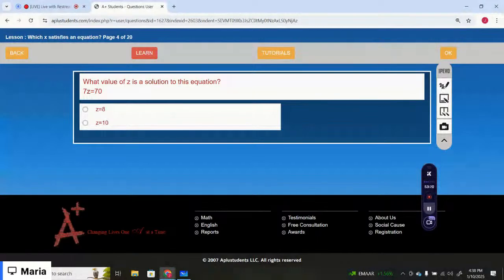What value of z is the solution to this equation? So which is the correct option? The correct option is z equals 10. Option number two is the correct option.